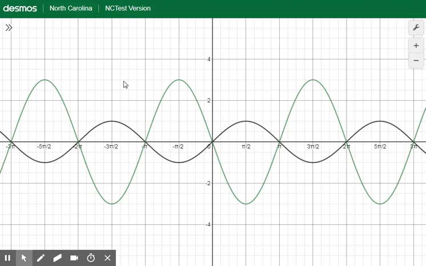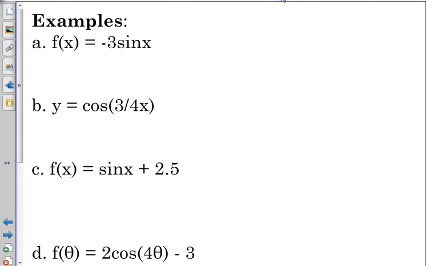So the black one, from the origin, when we go to the right, it goes up. The green one, when we leave the origin and go to the right, it goes down. So it looks like it's been reflected over the x-axis. So those are the two things that are going on here. The negative reflects over the x-axis.